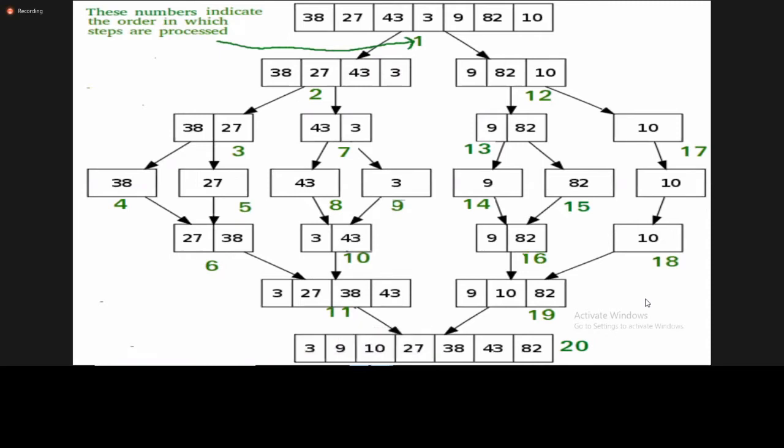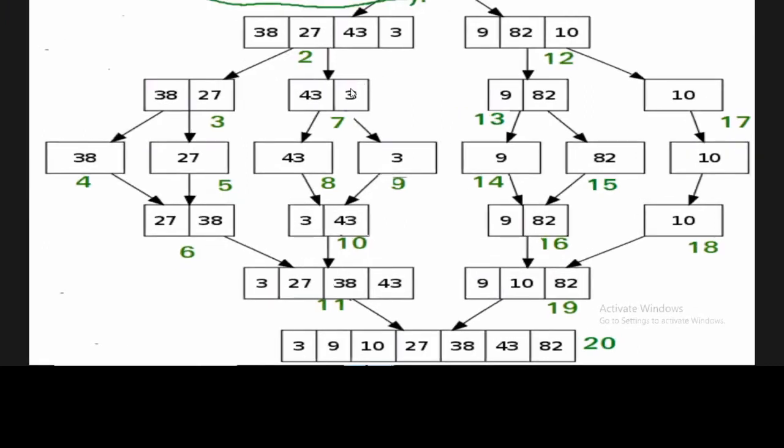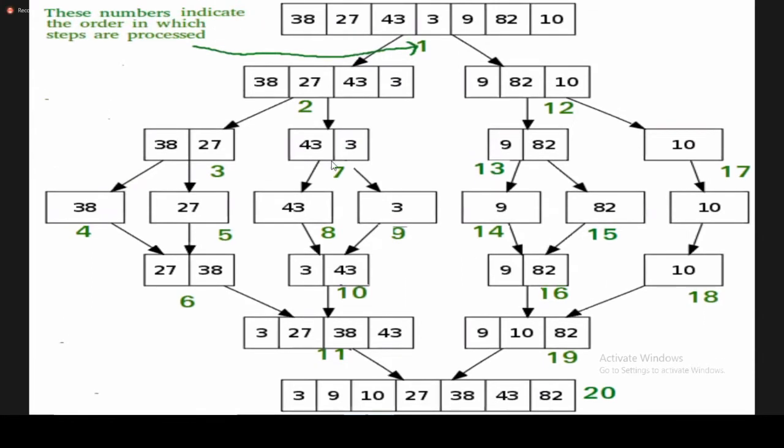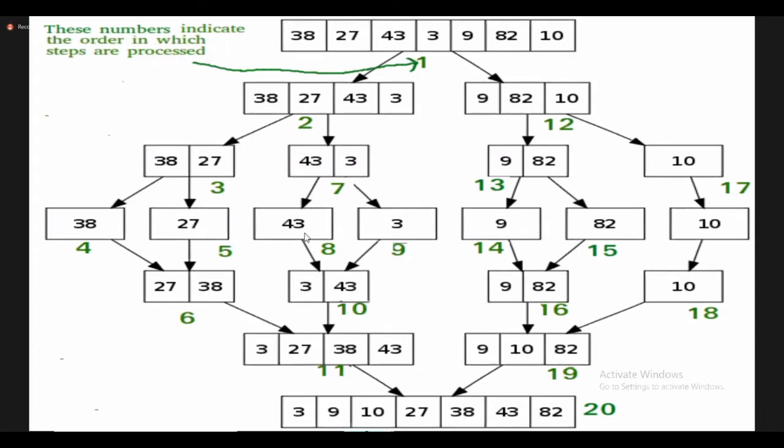Next, go to the right side part. In the right side, 38, 27 is sorted. Next, go to this side, 43 and 3. Again, in this list, this is the 0th element, this is the 1st element. So 0 plus 1 by 2, again 0. So 43 is the only one element, and the right side has only one element, 3. So compare these two, 43 and 3. 3 is less than 43, so swap these elements. So 3 comes here and 43 comes here.